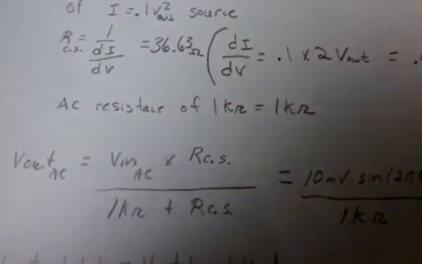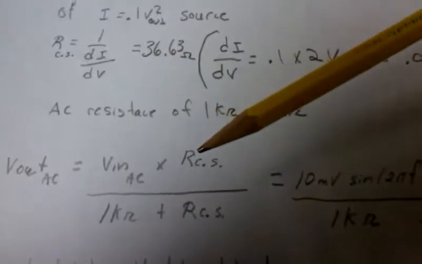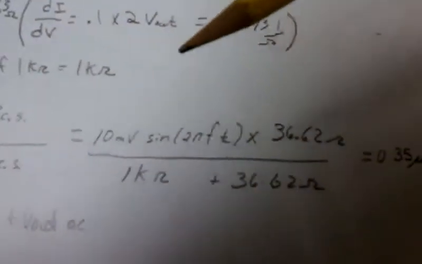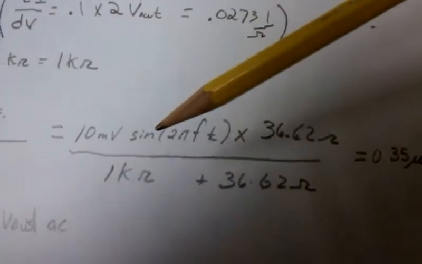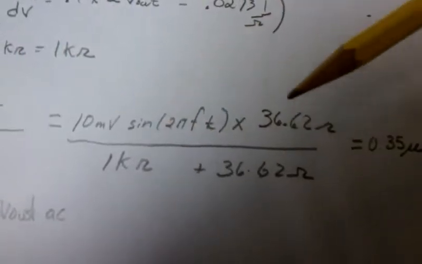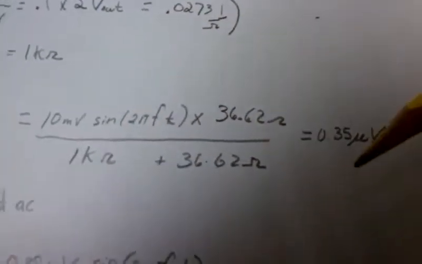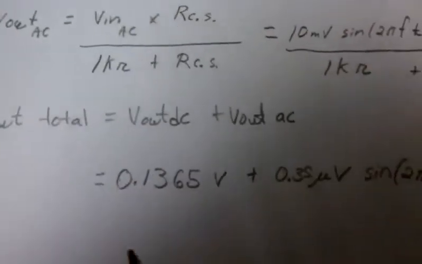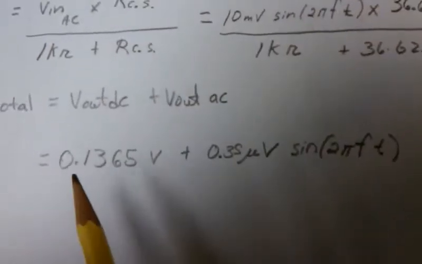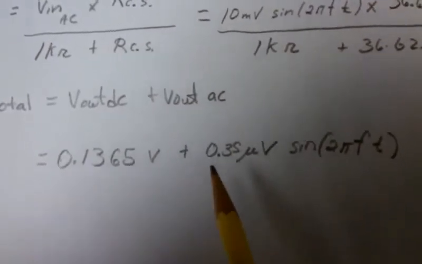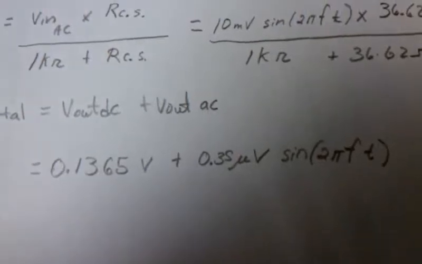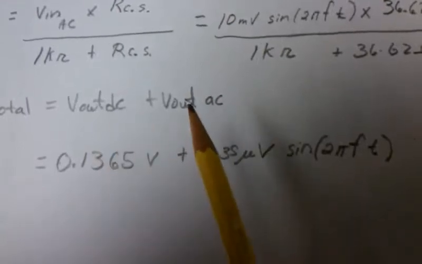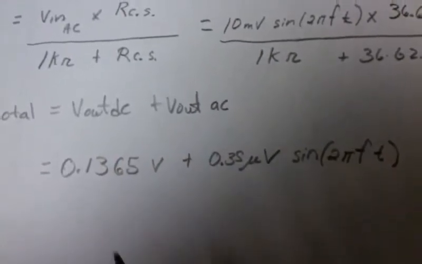Now the AC response is really just a voltage divider of the AC current source resistance and the 1 kilo ohm resistor. So our AC input voltage is a 10 millivolt sine wave. See those equations? And so we get 0.35 microvolts times our sine wave. So our complete response is our DC voltage plus our AC voltage. And that way we are able to break up a complex problem into a DC and an AC response to get the full response by adding them together.